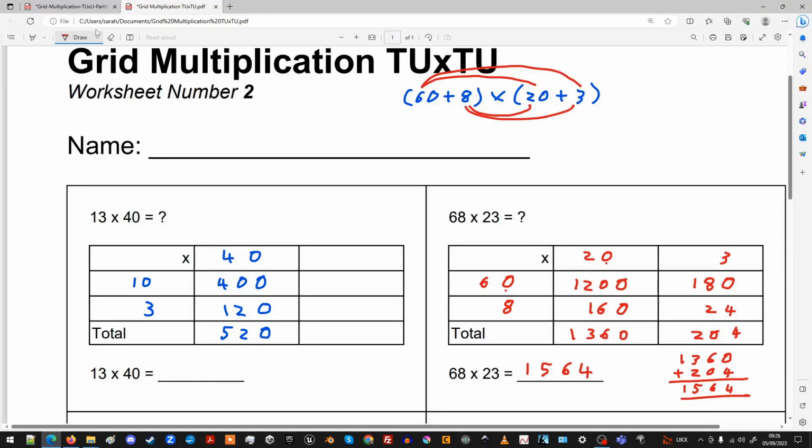This method was new to me. I've seen it in the National 5 with algebra put in the brackets and then turned into a grid. So quite a few teachers are using it.